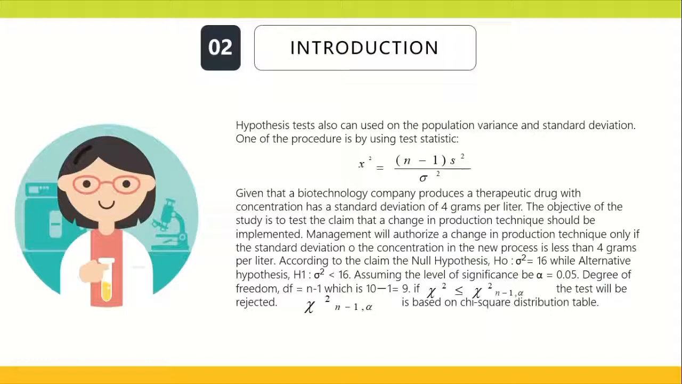So, for the introduction, hypothesis tests can also be used on the population variance and standard deviation. One of the procedures is by using a test statistic. So, this is the formula, which is n minus 1 times s squared over sigma squared.